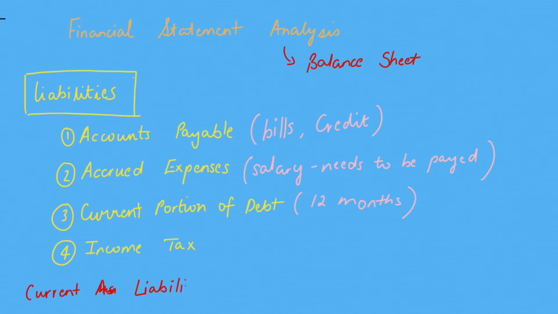Now, in order to find your current liabilities, again, it's just the same. You add all four sections, and that gives you your current liabilities. So you have your accounts payable, then you have your accrued expenses, you add it to your current portion of debt, and then your income tax payables, and adding all those together is going to give you your current liabilities, which make up the first section of the liabilities in the balance sheet.